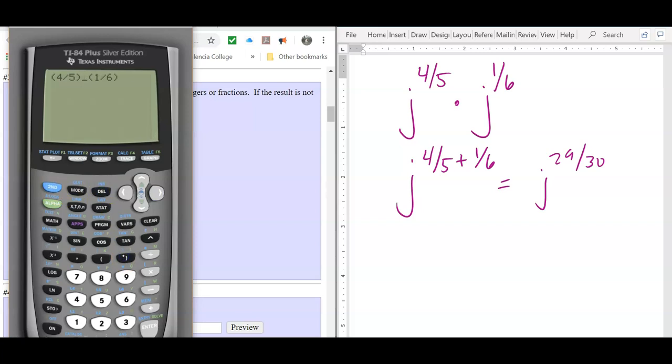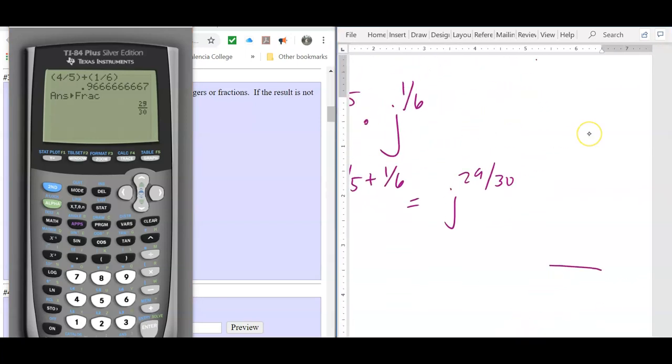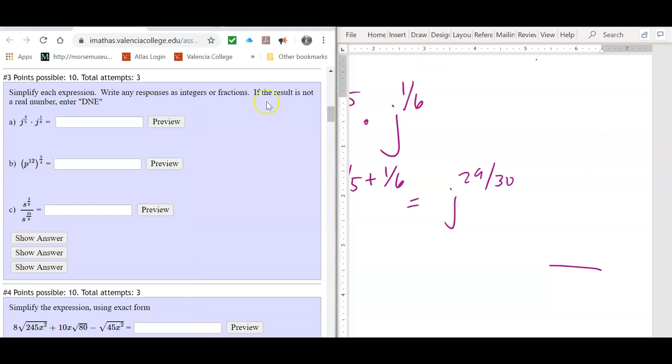All right, so I'm going to enter in my two fractions, and I'm going to hit enter. And it gives me a decimal, but I don't want a decimal, so I'm going to hit math, and then 1, and it gives it to me as a fraction. Okay, so you can use that calculator. It would be your friend too. So we have J to the 29/30. Okay, let's try the next one.